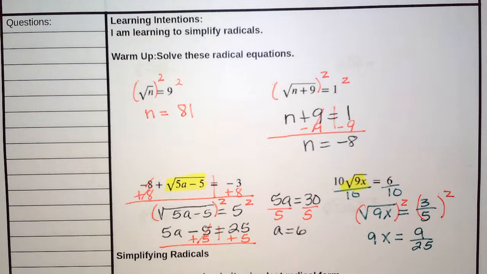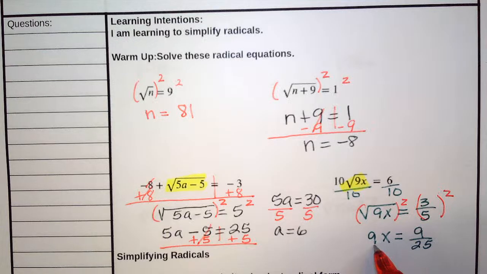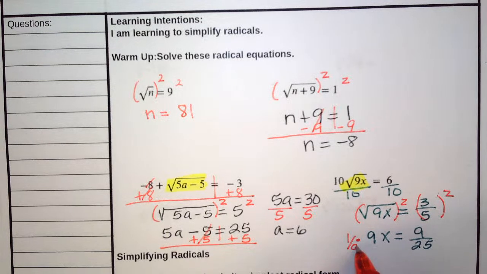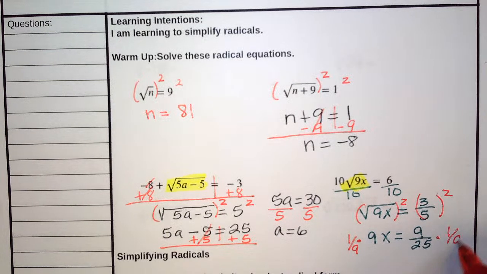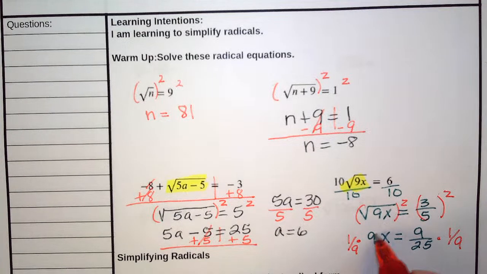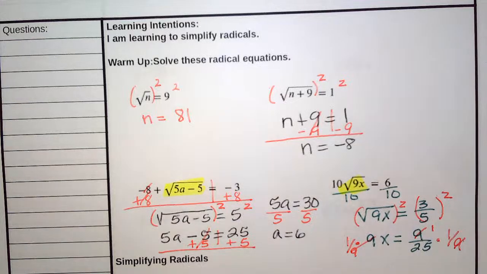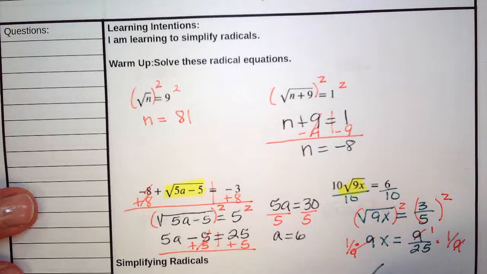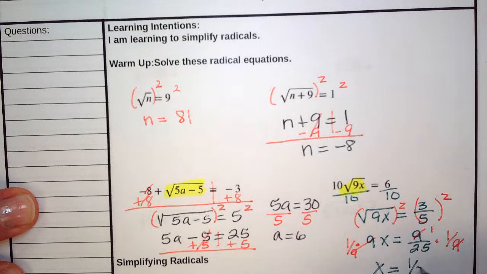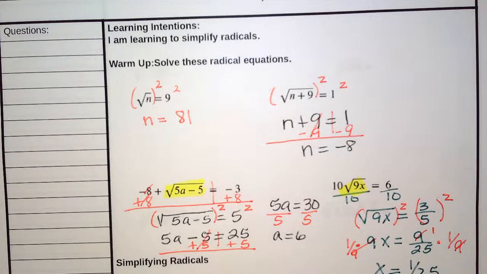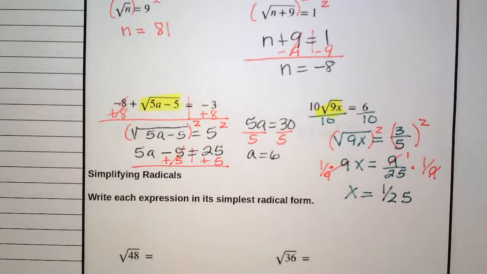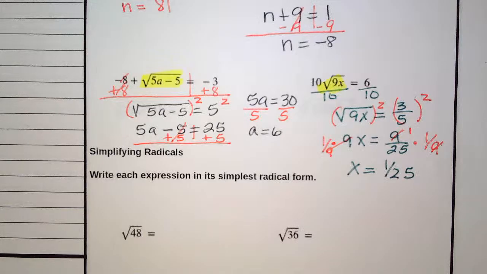Now I've got a fraction. I am not going to divide. I'm going to multiply by the reciprocal. So the reciprocal of 9 is 1 over 9. This cancels out. That becomes 1. 9 divided by 9 is 1. This becomes 1 over 25. So x is equal to 1 over 25. And we're done. We'll move this up and give you a minute to look at it, think about it, and write it.